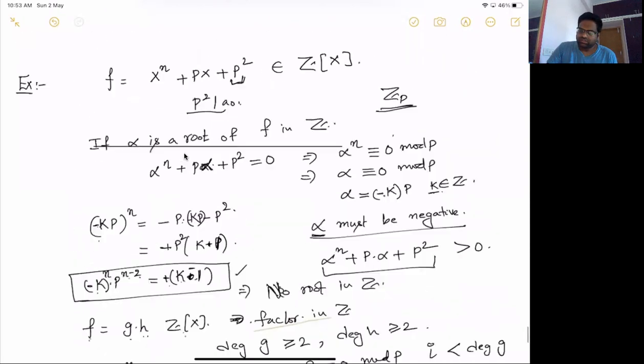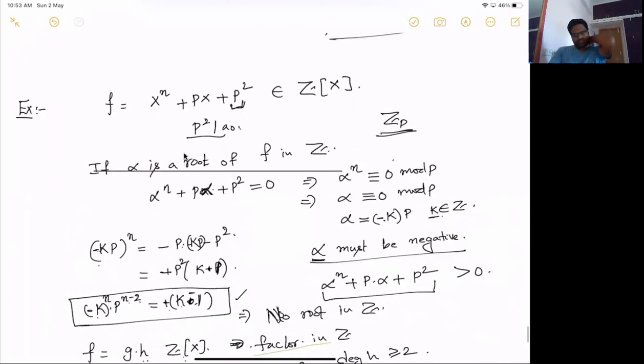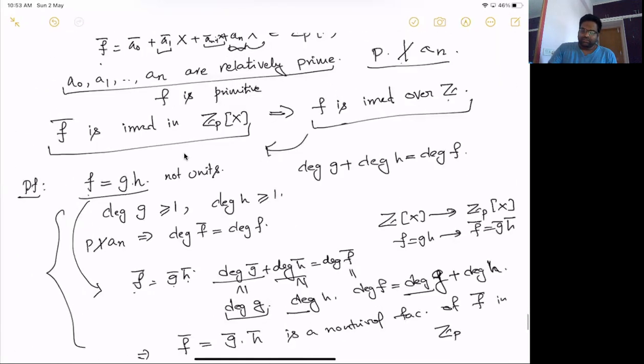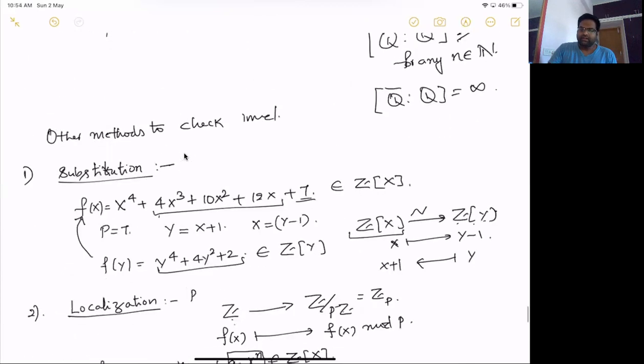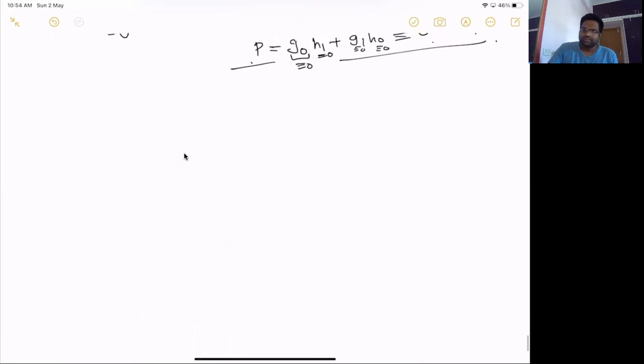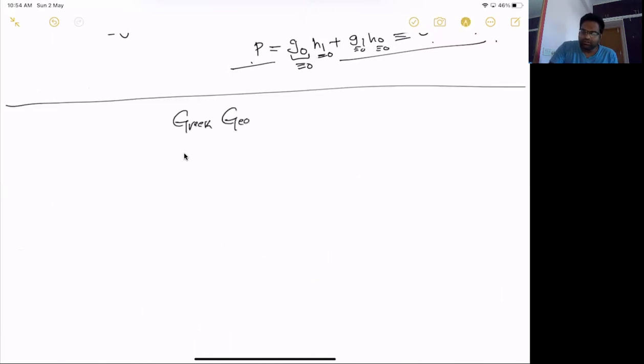So this example shows that x^n + px + p^2 is irreducible by using the localization technique. So we have seen substitution, Eisenstein's criterion, and localization to come up with polynomials which are irreducible. In the next class we will see some Greek geometry that shows that some constructions using the straight edge and a compass are impossible, using the theory we have learned so far.